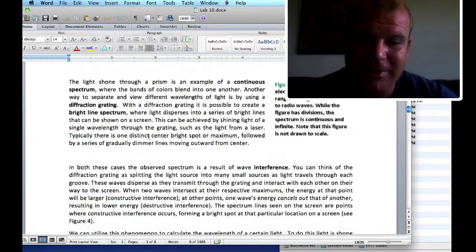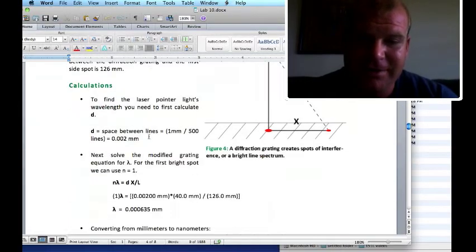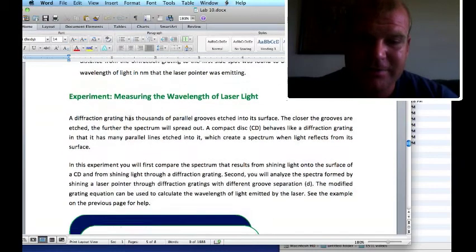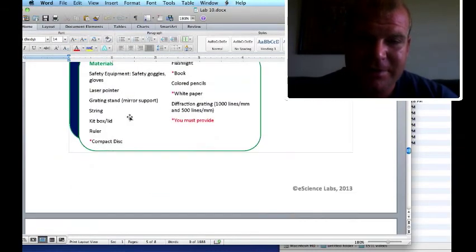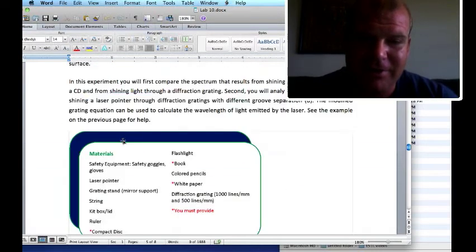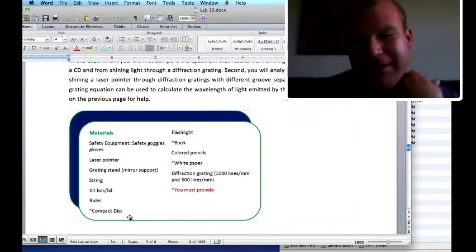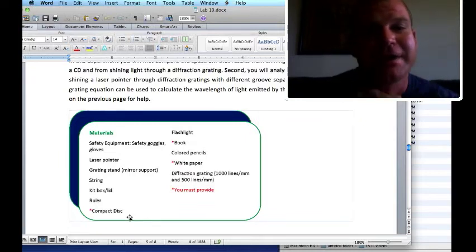Again, I don't want to repeat the lecture. So this really is two things here. The two things for this lab: I'll show you the apparatus setup here. Use a flashlight and laser pointer. A compact disc you must provide. You can use a Blu-ray or a DVD as well. Those both have diffraction gratings on them.